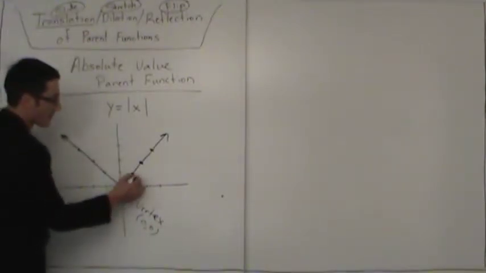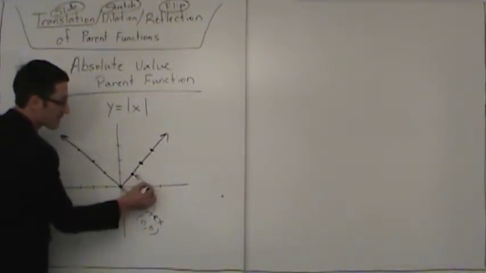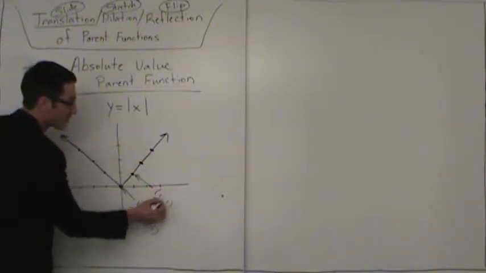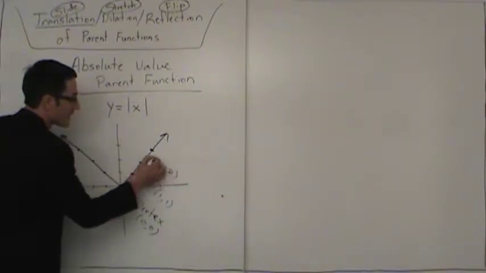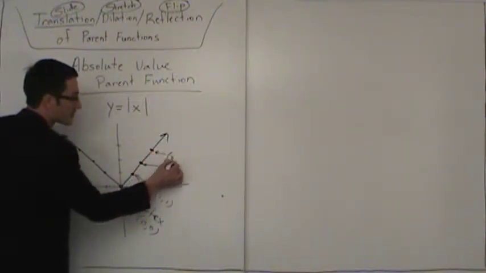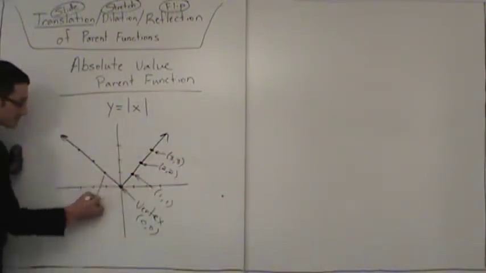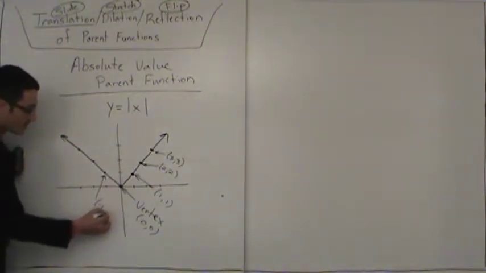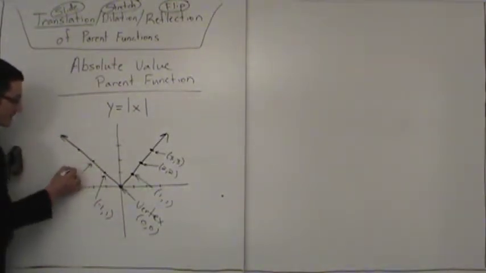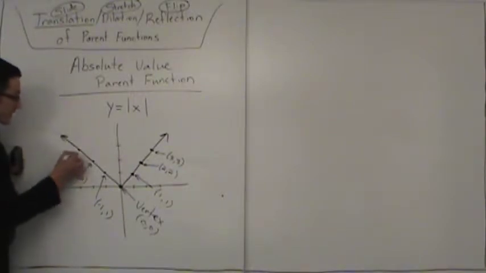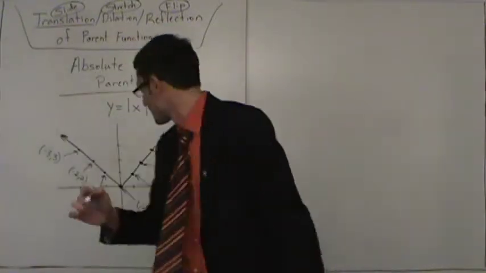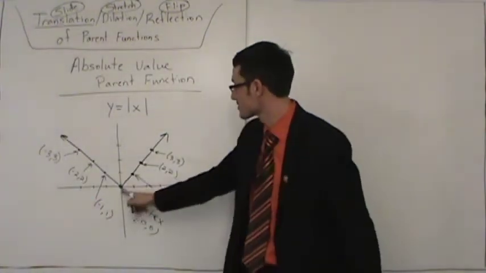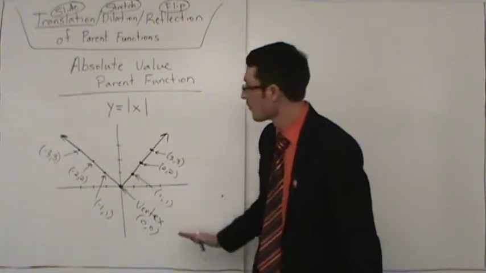This point is located at (1, 1). This point is located at (2, 2). And then we have (3, 3). This point at (negative 1, 1). Then (negative 2, 2). And (negative 3, 3). Okay, so you have to know where each point is located on the parent. So again, (0, 0), (1, 1), (2, 2), (3, 3) forms a V shape.